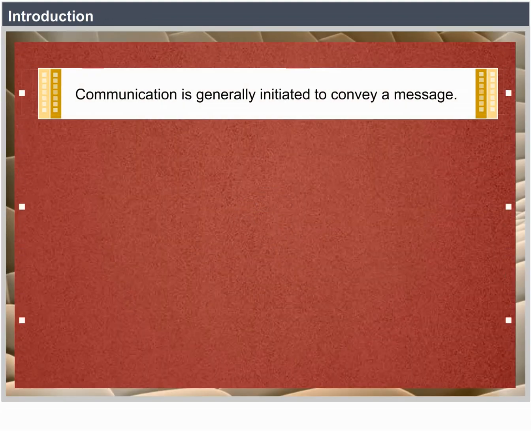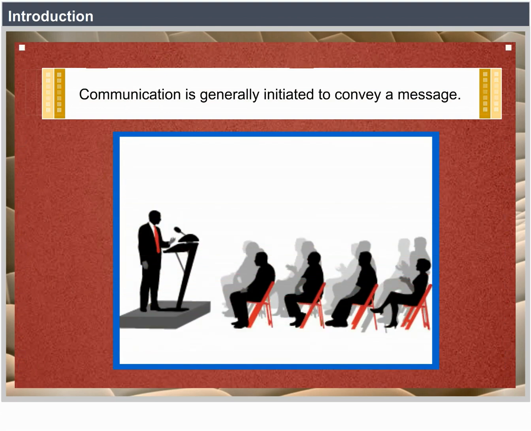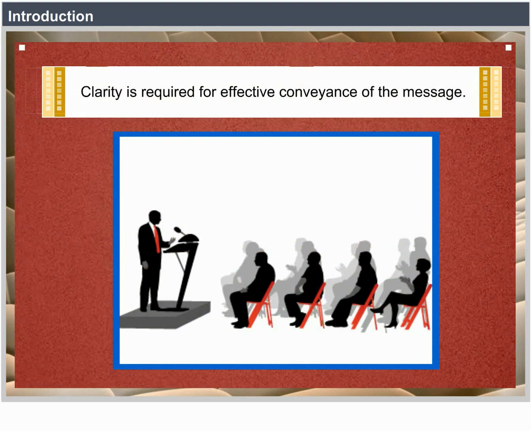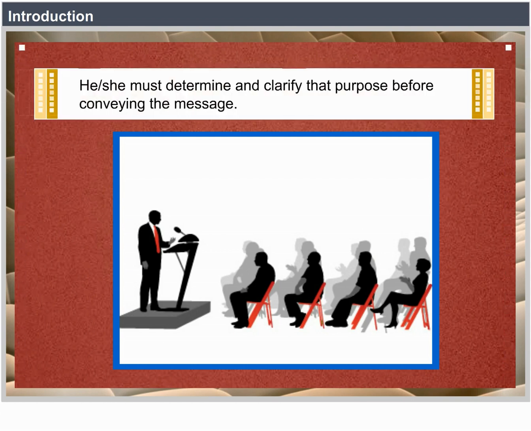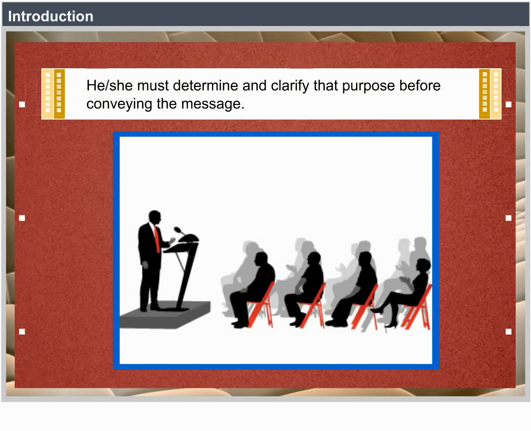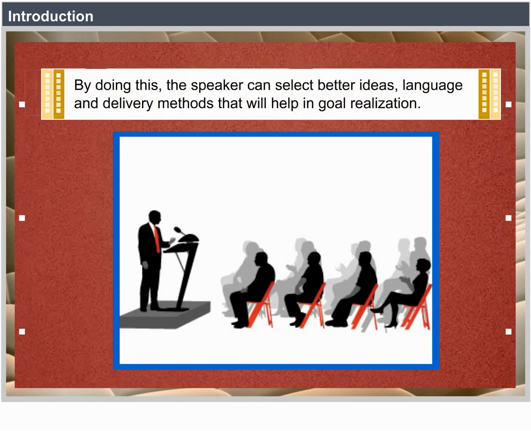Introduction. Communication is generally initiated to convey a message. Clarity is required for effective conveyance of the message. In public speaking, the speaker has a preconceived purpose. He or she must determine and clarify that purpose before conveying the message. By doing this, the speaker can select better ideas, language, and delivery methods that will help in goal realization.